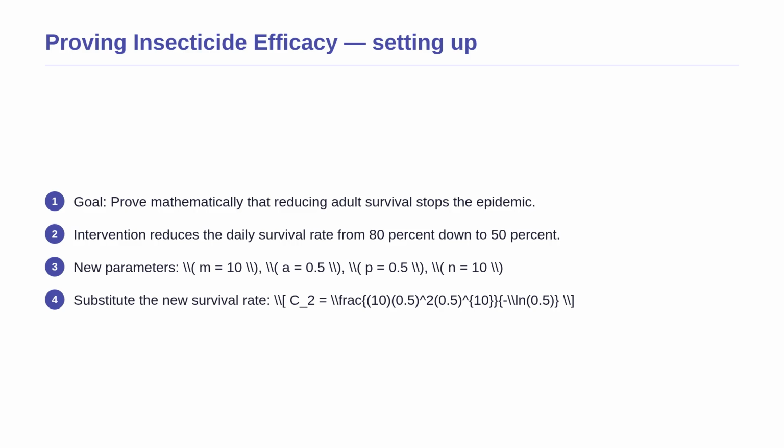This brings us to a critical proof. Can we prove mathematically that targeting the adult survival rate will stop the epidemic? Let us introduce an intervention. Public health workers spray the houses with an indoor residual insecticide. This does not kill all flies instantly, but it drops their daily survival rate from 80% down to 50%. All other factors, like vector density and biting rate, remain exactly the same.